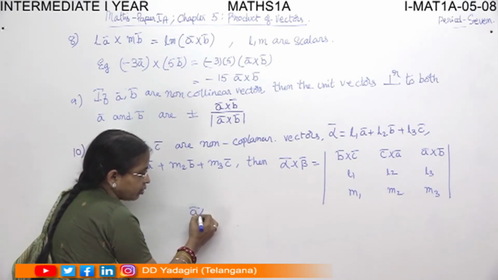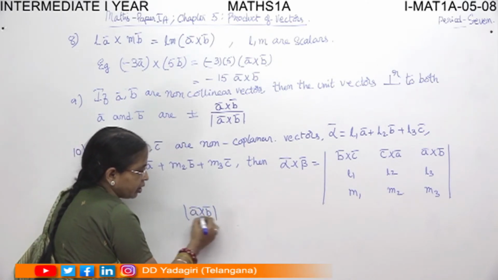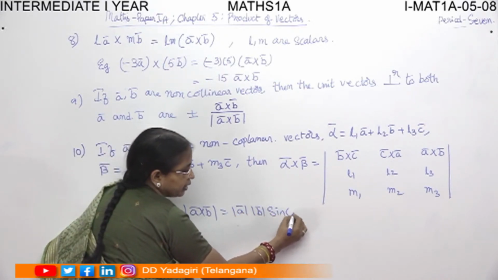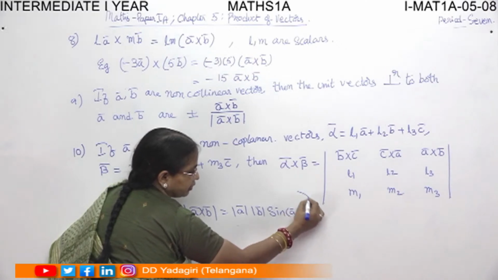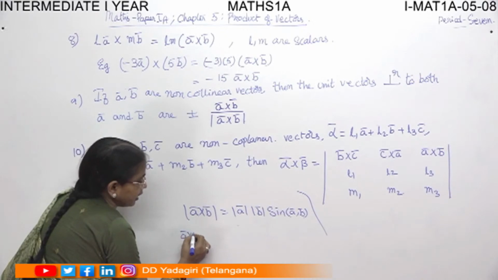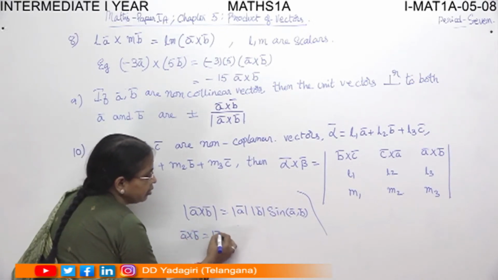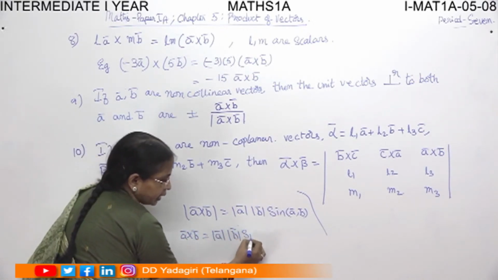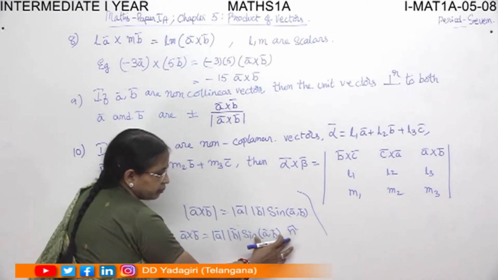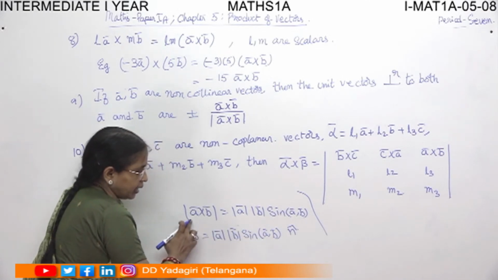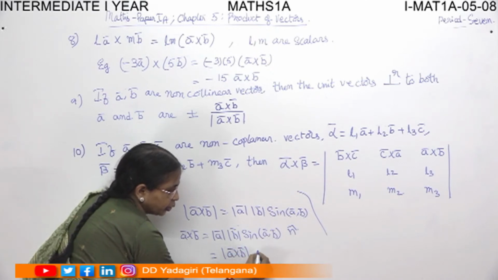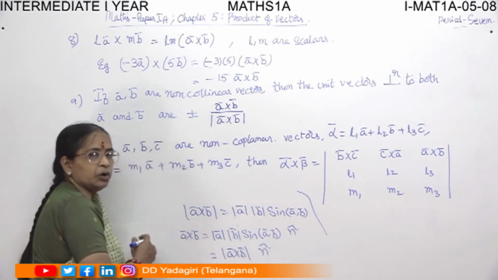Now this property is like this. We have A cross B. Mod A cross B is what? Mod A into mod B into sine of angle between A and B. This is the formula that we have. Mod A cross B is equal to this. Now what is A cross B? A cross B formula is mod A into mod B into sine of angle between A and B into n cap. But all this you can write as mod A cross B. So you can write this as mod A cross B into n cap.